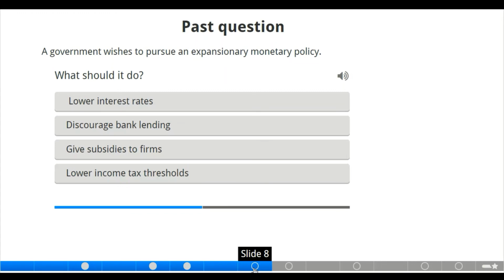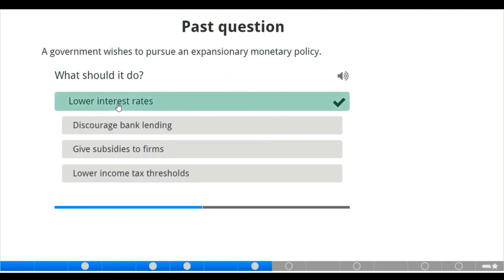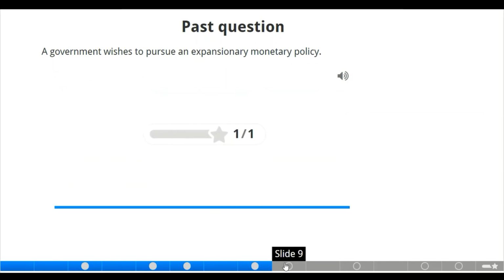Don't forget, our monetary policy measure is just what? The interest rate and the money supply. And when we are pursuing an expansionary monetary policy, we lower our what? Our interest rate. That's our correct answer. Now let us move to the next slide.